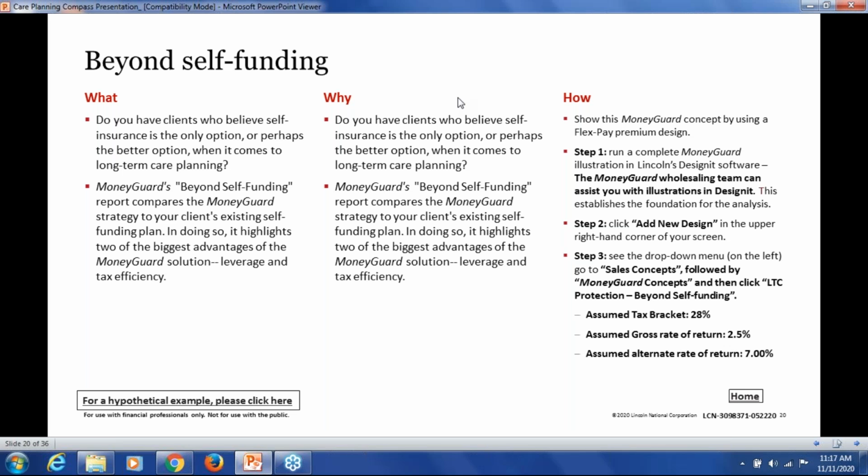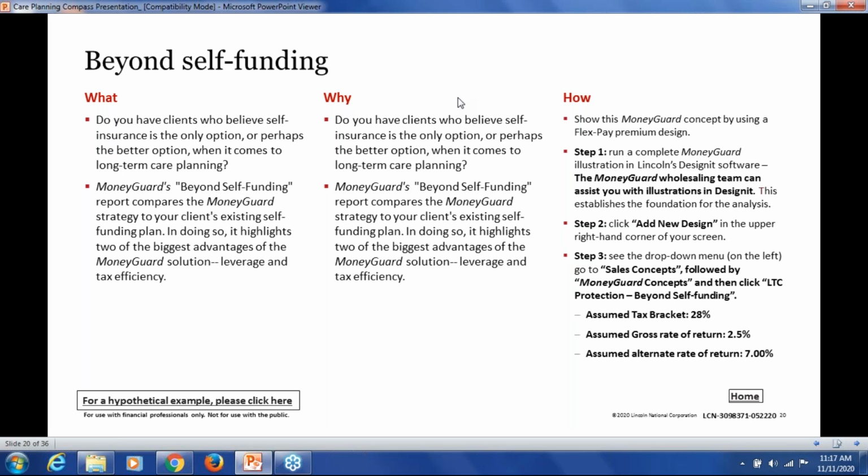And it's going to show what that would project to grow to over time. It's going to show the taxes that are going to have to come off of that asset either along the way or upon distribution. But by the time the client would need care, this illustration is going to show that they will have double, or it wouldn't surprise me if you see triple the amount of money available to pay for long-term care as opposed to self-funding.